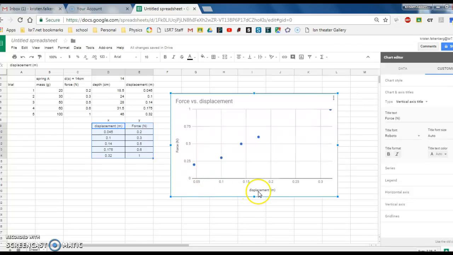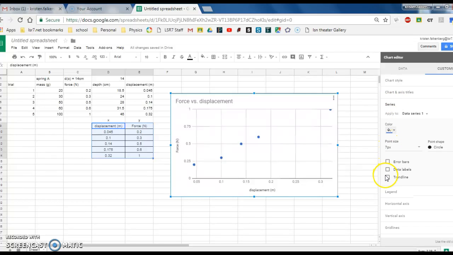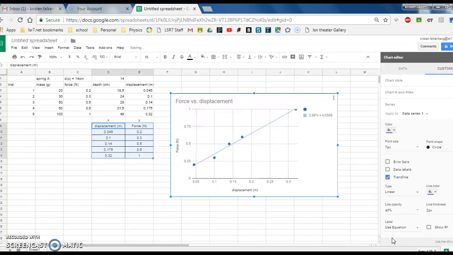Force in newtons, displacement in meters. Then instead of chart, I'm going to go right down to series. Series is nice. It talks about a trend line, so I'll select trend line. Ooh, look at that. The type is linear, and that makes sense. The trend is linear. I'm going to go down to label, and I'm going to say use equation.